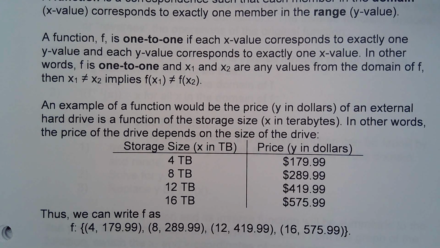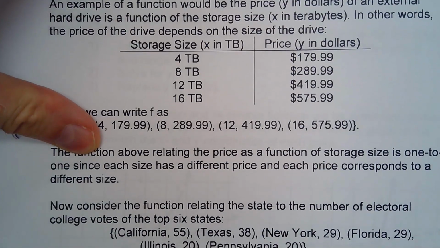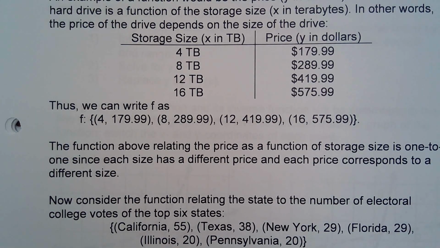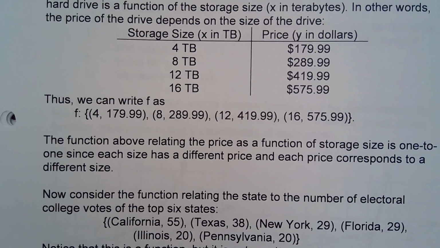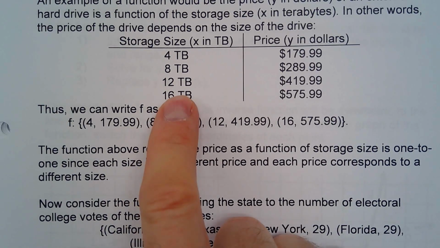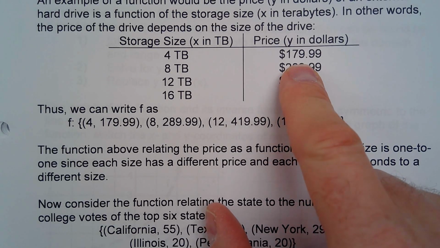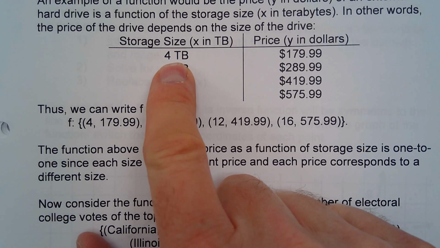The function above relating the price as a function of storage size is one-to-one, since each size has a different price and each price corresponds to a different size. So here's the idea. If I give you a y value, you should be able to tell me where it came from. There should be only one. So in other words, when I say that I spent $419.99 on a hard drive, you know it's the 12 terabyte hard drive. If I tell you that I spent $179.99, then you know I bought the 4 terabyte hard drive.